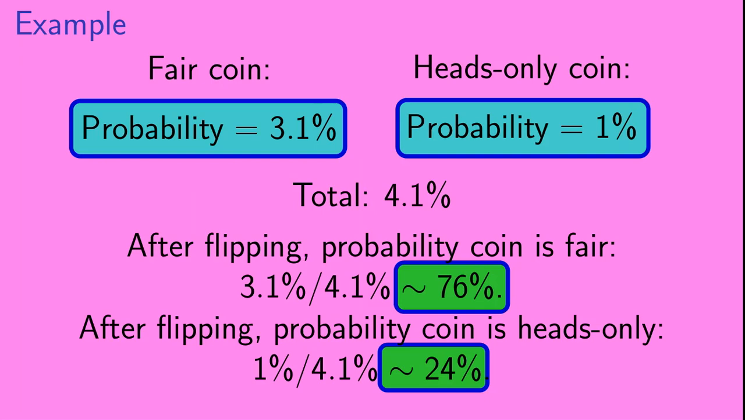Okay, so here are those results from the previous slide. In a total of 4.1% of trials, the coin would come up heads 5 times. 3.1% of that 4.1% is when the coin is fair, and 1% of that 4.1% is when the coin is heads only. So, to get the probabilities after the flips of the 2 hypotheses, we divide by the 4.1%. The probability that the coin is fair is 3.1% over 4.1%, or about 76%. The probability that it is heads only is 1% over 4.1%, or about 24%.